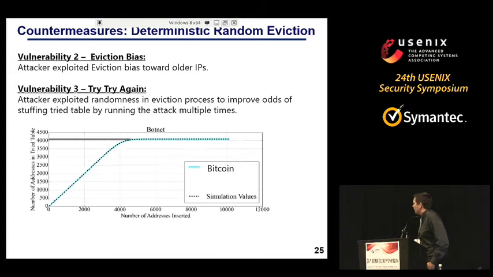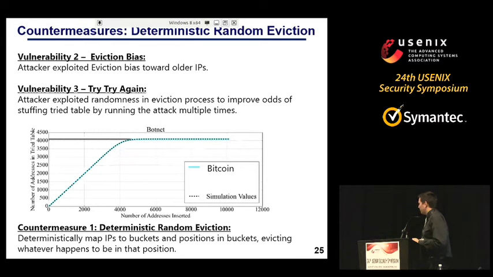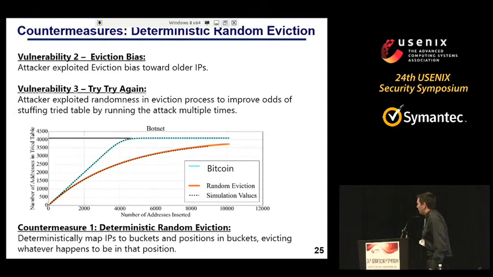We graph this, and the y-axis is the number of IPs that the attacker gets in the tried table, how full the attacker gets the tried table. This line here is the tried table being completely full. You can see it's actually fairly linear. For about 4,000 IP addresses, you get nearly 4,000 IP addresses in the tried table. So we propose a countermeasure of deterministic random eviction, in which not only do IP addresses map to buckets, but they deterministically map to positions within those buckets, evicting whatever happens to be in that position. This removes both of those vulnerabilities, and we get a much nicer line. To get close to what under Bitcoin eviction took about 4,000 IP addresses, you'd need more than 10,000 IP addresses.